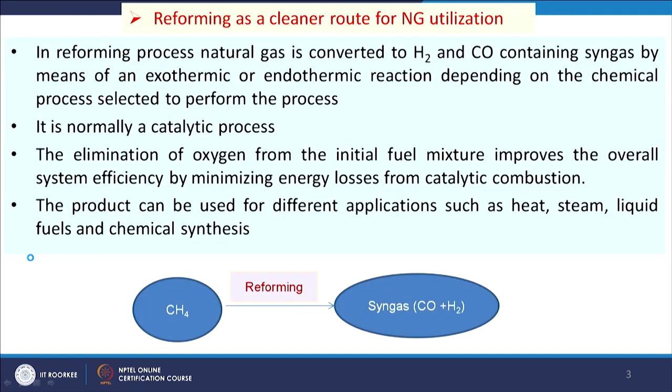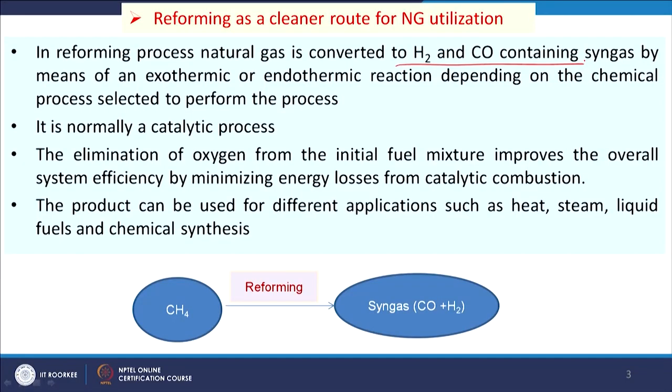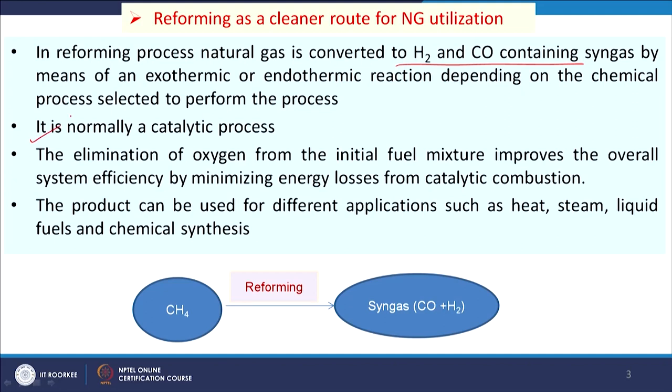In reforming, the methane will be converted to other molecules. In this process, syngas, containing hydrogen and CO, is produced by a thermal process. It may be exothermic or endothermic, both reactions take place in this, and depending upon the nature of the reforming process, the delta H value changes. Normally it is a catalytic process, but without catalyst also the reforming can take place, and if we use catalyst we will get better performance.